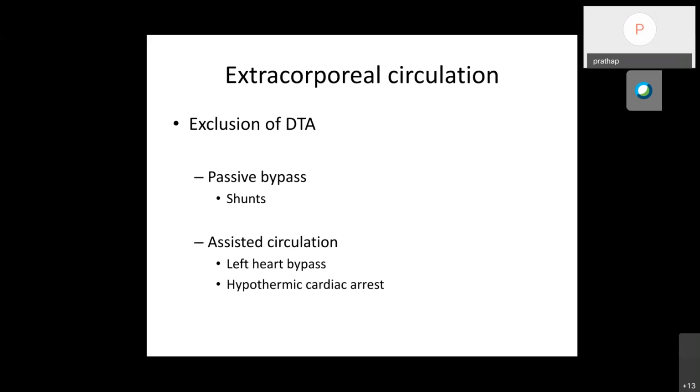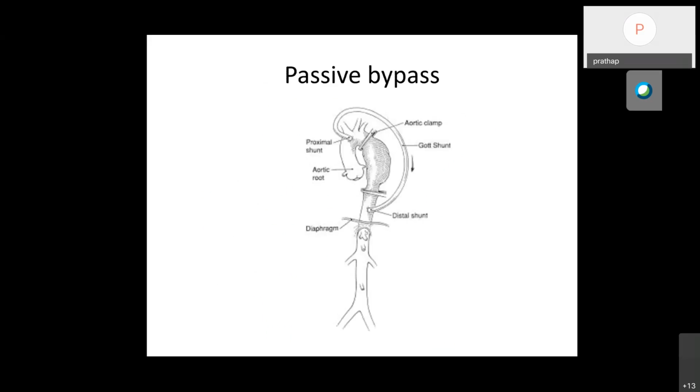Since we are replacing the descending thoracic aorta, it has to be excluded from the circulation, which can be done either by passive bypass or an assisted circulation. Passive bypass is by use of a shunt, which is inserted just proximal and distal to the clamp site. It can be either in the arch of aorta or in the proximal descending thoracic aorta. This does not require any cardiopulmonary bypass machine. Just a Gott shunt is inserted proximal and distal to the aneurysmal part.